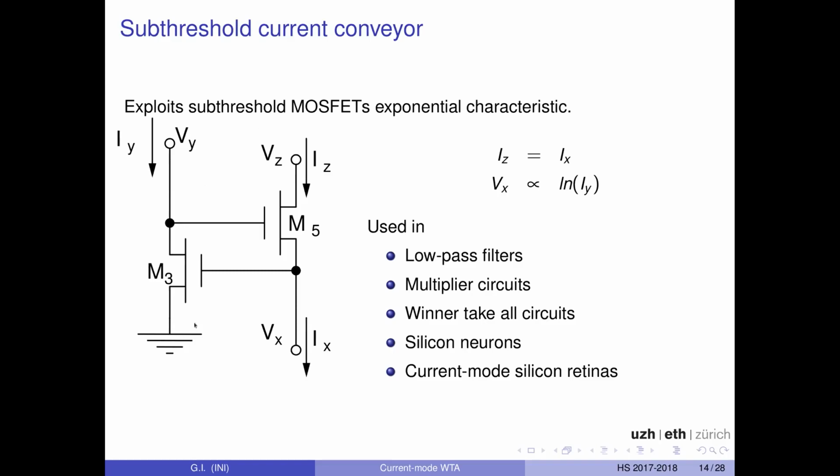And as I said, this building block is used in many current mode circuits. So current mode low-pass filters, current mode multiplier circuits, current mode winner-take-all circuits, and so on and so forth.